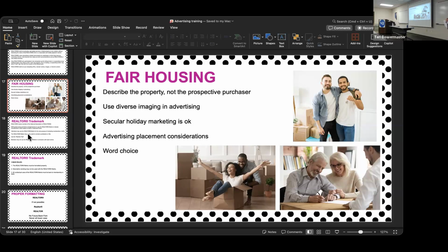Okay. Secular holiday marketing is okay. So Santa, Easter Bunny, leprechauns, eggs, all the good fun commercialism stuff, all the Hallmark things are fine. Okay. I don't think advertising placement is a concern anymore because we have the internet. And then word choice. HUD no longer has a word list. For those of you who've been doing it long enough that you've seen the list of good, bad, maybes, there's no longer a list. It doesn't mean you can say anything you want. It just means that now they're going to look at it as a matter of intent. So they're going to do basically a case-by-case analysis of what is the intent to be exclusionary and go from there. So not as much of a pass-fail just on the word alone.